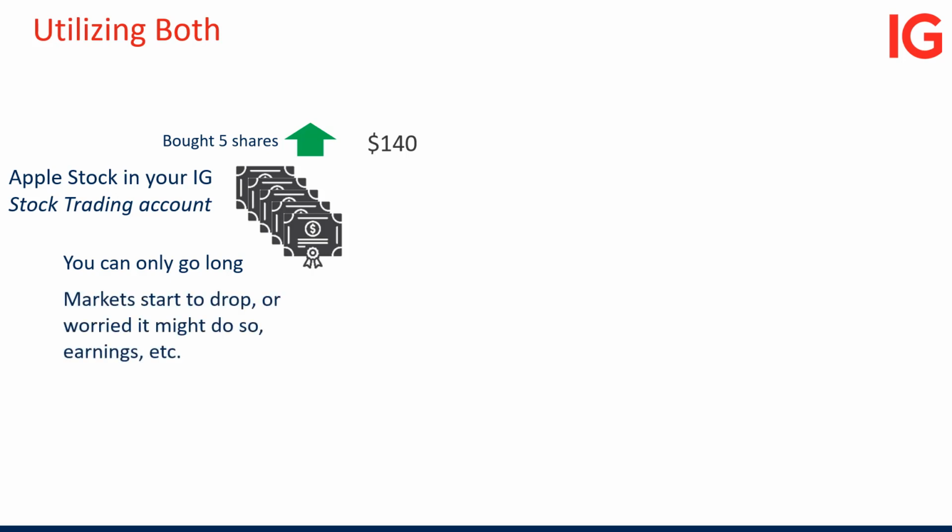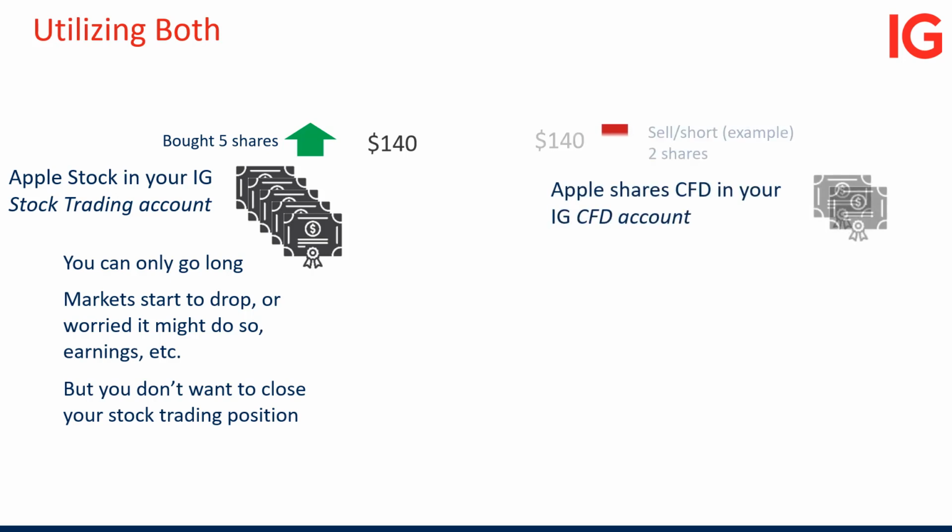So the market starts to drop, or you're worried it might do so, especially a lot of times when we've had disappointing earnings. For example, we saw Netflix or Meta, looking at the other FANG plus stocks, take a pretty big hit post earnings. And a lot of times investors are worried going into the event. They're going, I don't know what the results are going to be in terms of earnings. What do I do? How do I protect my position without having to close my stock trading position? Well, this is where CFDs come into play.